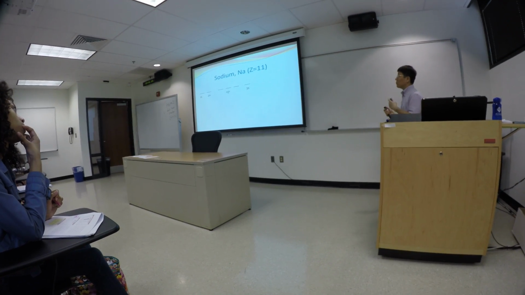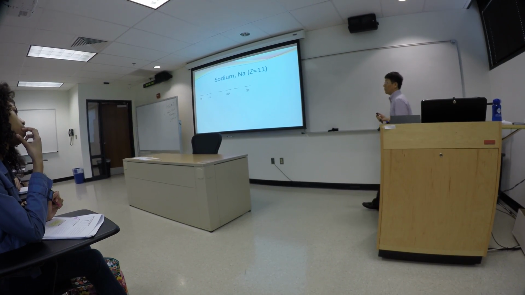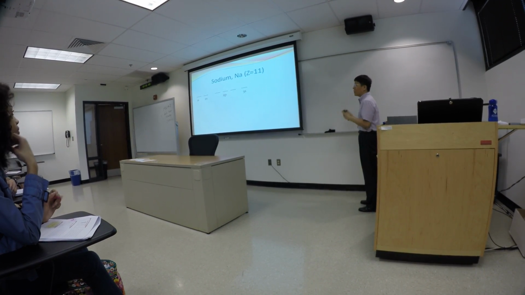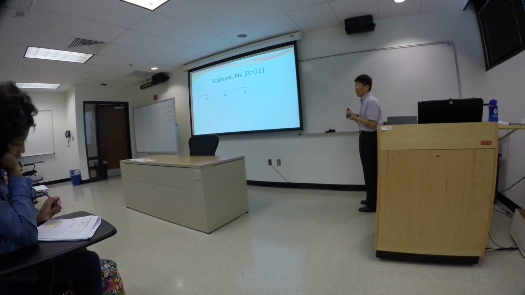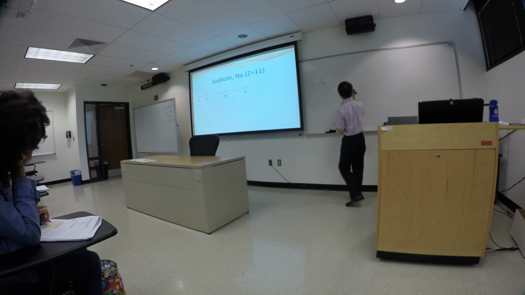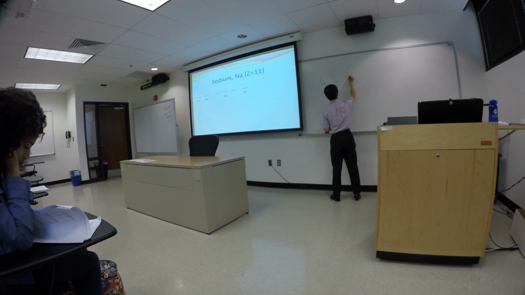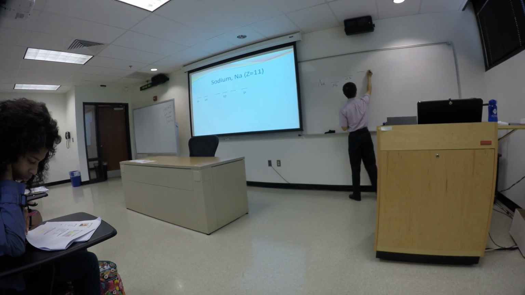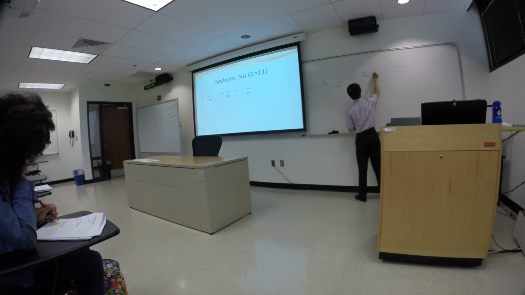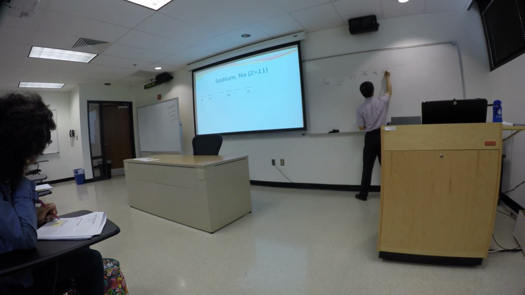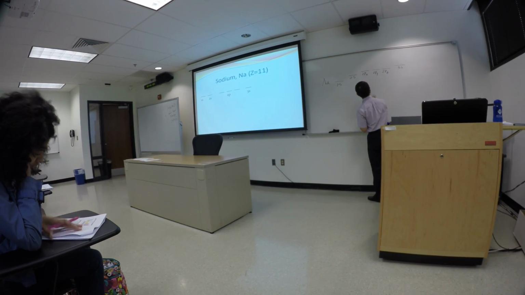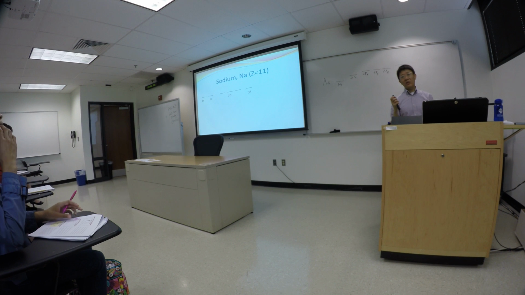If you look at sodium, the atomic number Z is 11. That means you have 11 protons and 11 electrons. How do we distribute those 11 electrons? Well, according to the rules that we talked about, we have 1s, 2s, so you have a total of 11 electrons there.